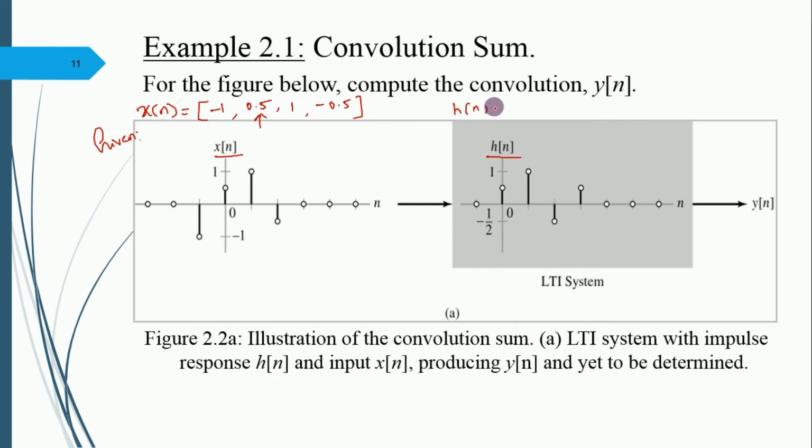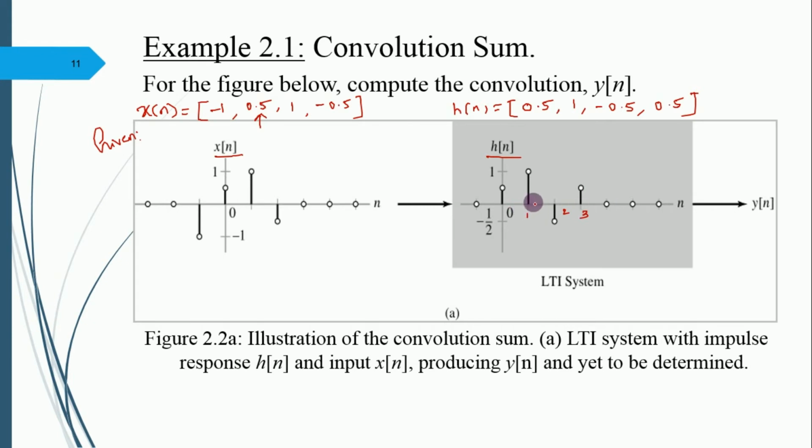Similarly, if I want to write h of n, how to write it? So at 0 I am having 0.5. Okay, at 1 I am having amplitude 1. This is 1, this is 2. At 2 I am having amplitude minus half. At 3 I am having amplitude half. So this is how it is written in terms of sequence. Okay, I hope it is clear. Diagram to sequence, sequence to diagram, you can easily write it.